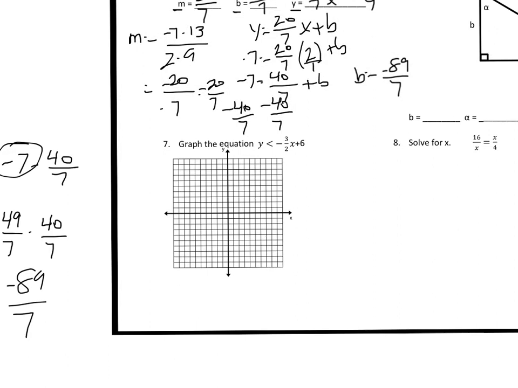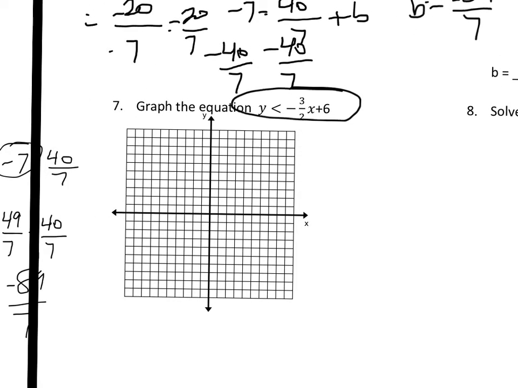Okay, down at the bottom, question 7. I need to graph this the same way I would graph a line, so y equals mx plus b. So +6 is the y-intercept. Let me zoom in a little bit. Okay, so 1, 2, 3, 4, 5, 6. And I'm going to graph the slope. Down 3 to the right 2. Down 3 to the right 2.